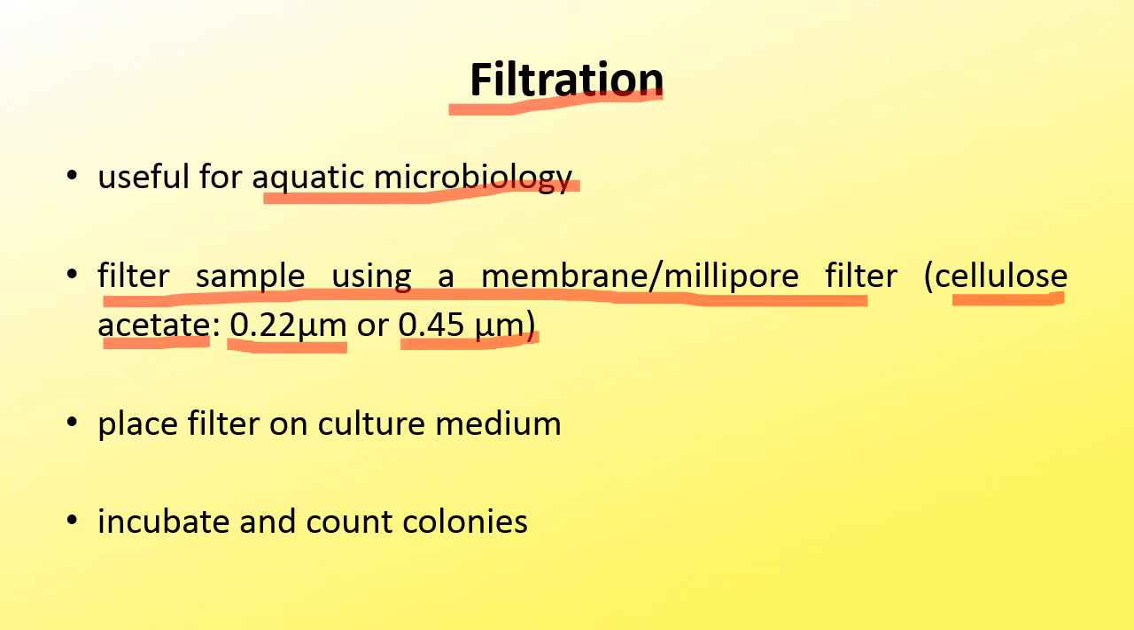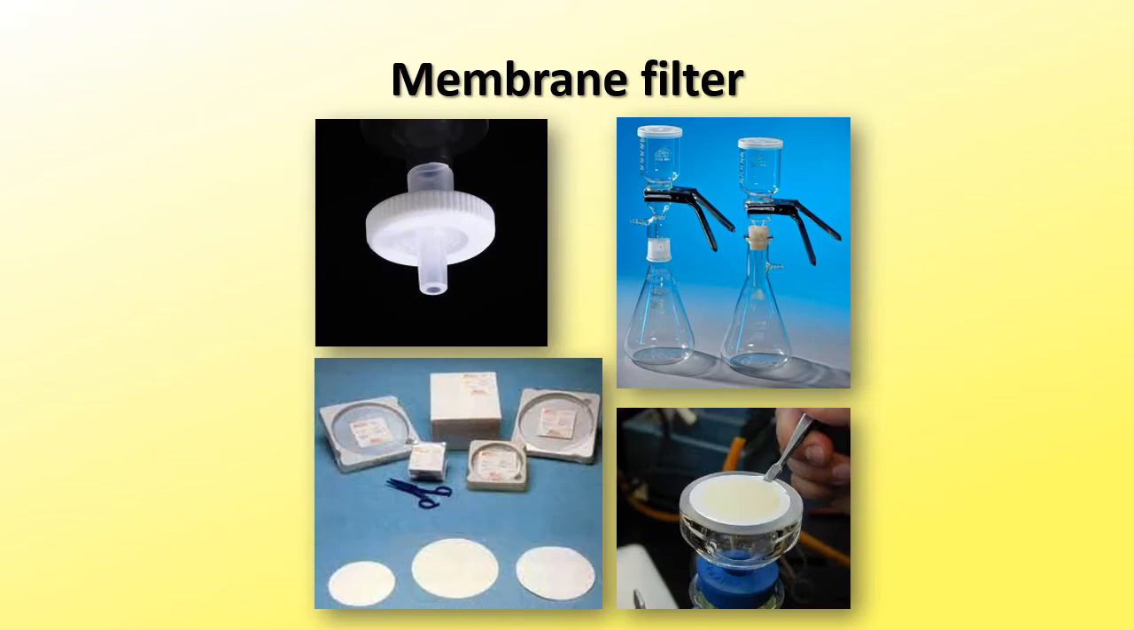When you filter the liquid samples, the bacteria will be trapped on the filter. Then when you put the bacteria-trapped filter on the culture medium, the bacteria will start to grow. After the incubation, you should be able to see the colonies, and then we count the colonies and use the CFU per mil formula to count the number of bacteria. So this is how the filter looks like.